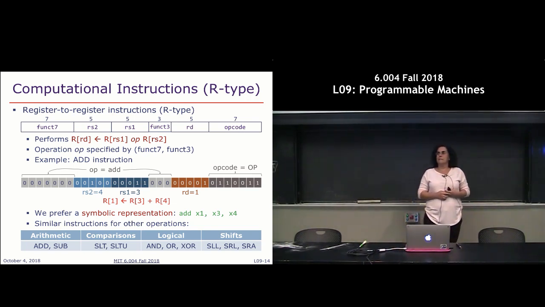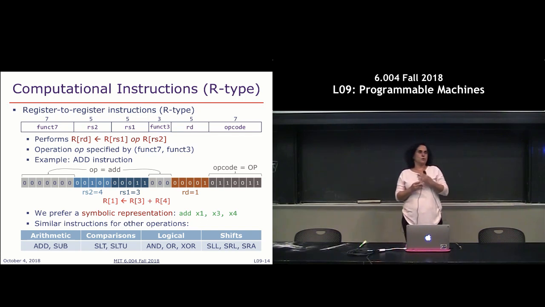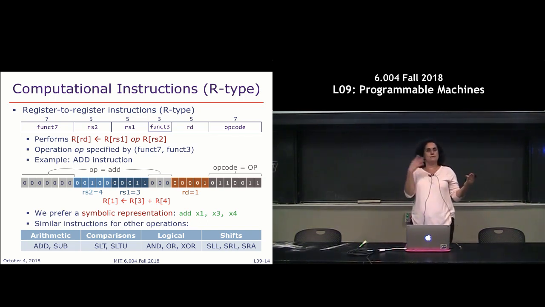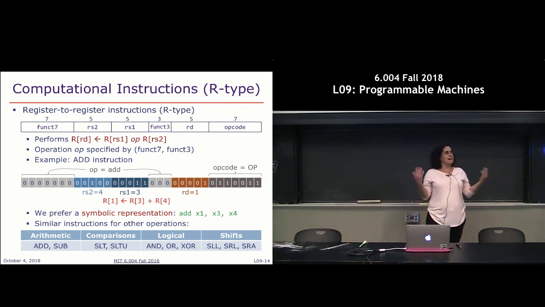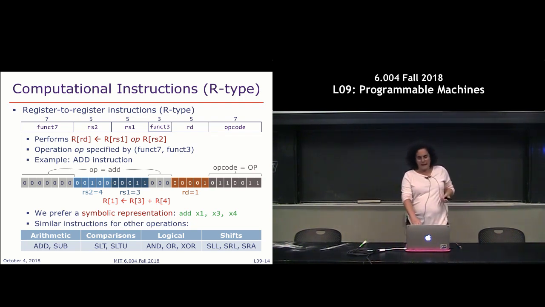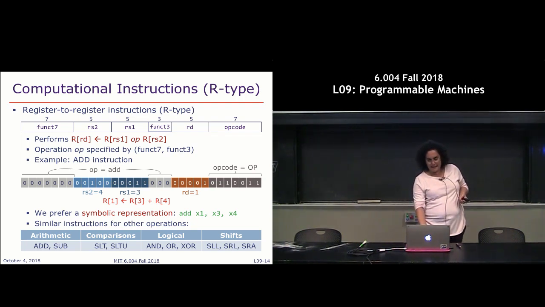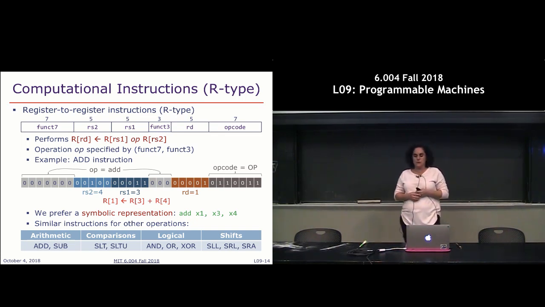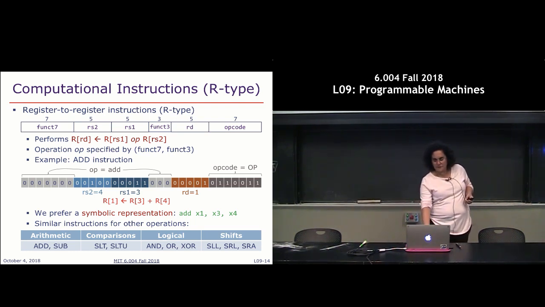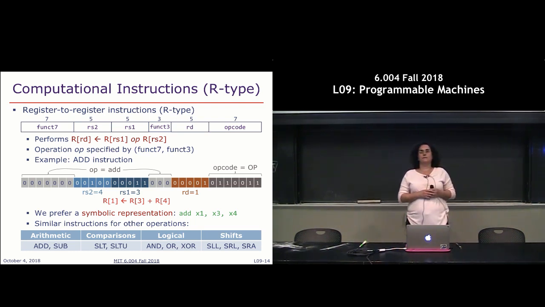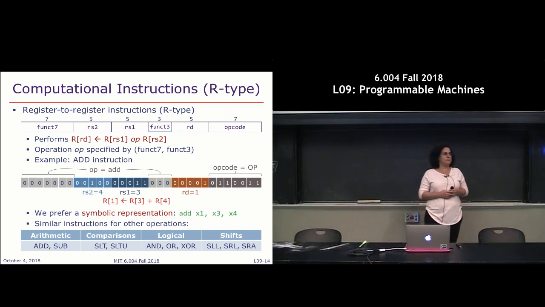So basically what that means is it's going to compare your source operand 1, and if it's less than source operand 2, it's going to set the destination to 1. If it's not, it'll set it to 0. And this U ending means unsigned. So this is a set less than comparison. This is a set less than unsigned comparison. Then we have our logical operators, which are and, or, and exclusive or. And we have our shifts, which are shift left logical, shift right logical, and shift right arithmetic. Okay?